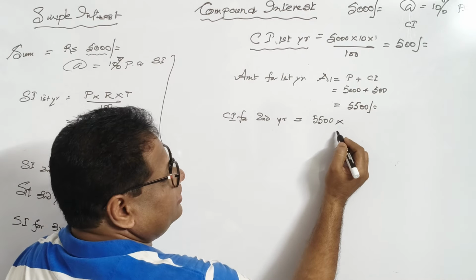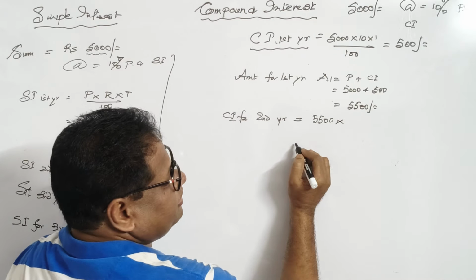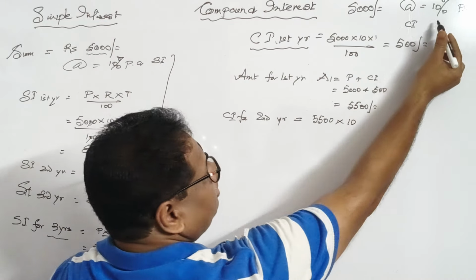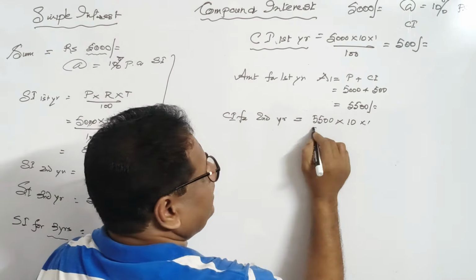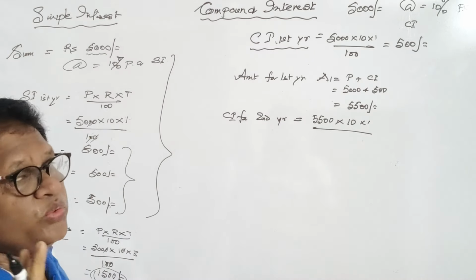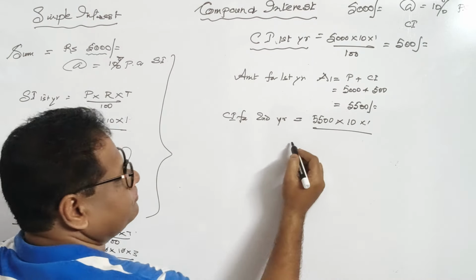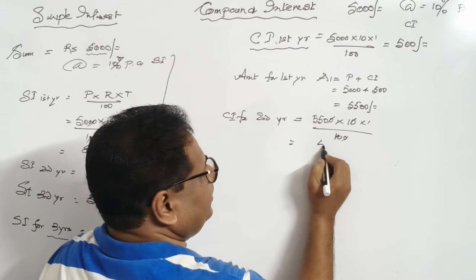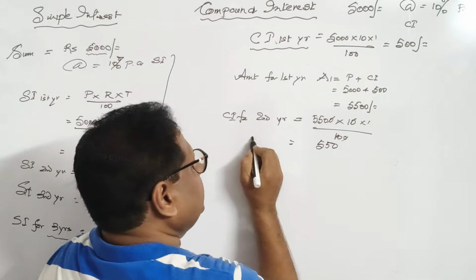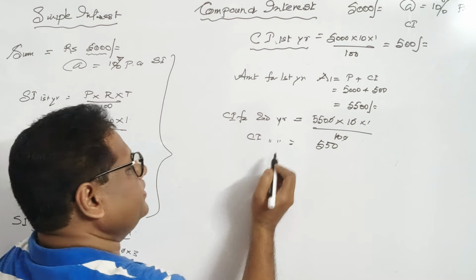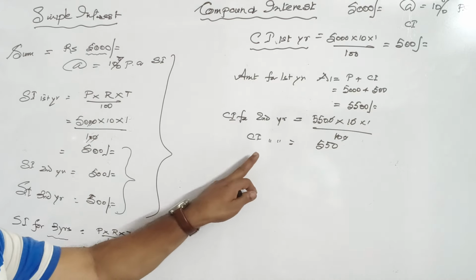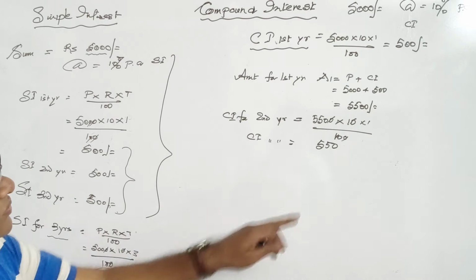So applying the formula, this is the principal for the second year, 10% rate is the same, and the time period is 1 year. Second year does not mean 2 years, it's only for 1 year. So here we have 550. Now look at the difference. The CI for the second year, here it is 500 for SI, but for the second year it is 550.